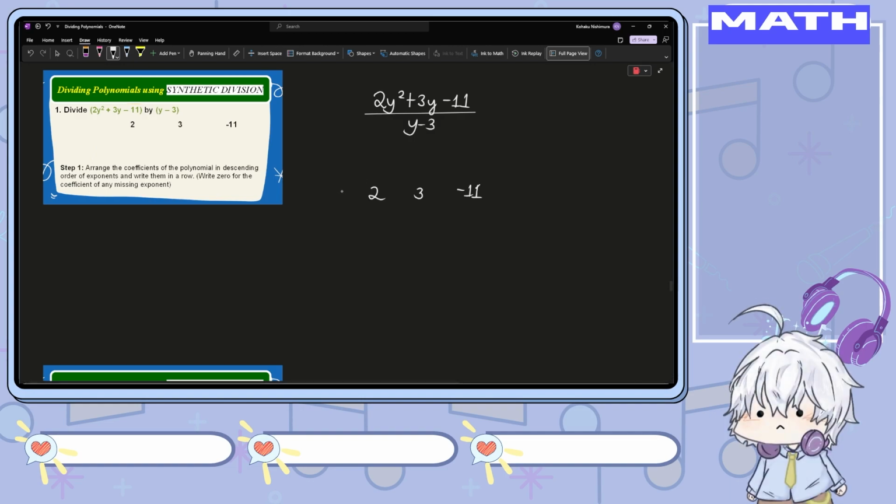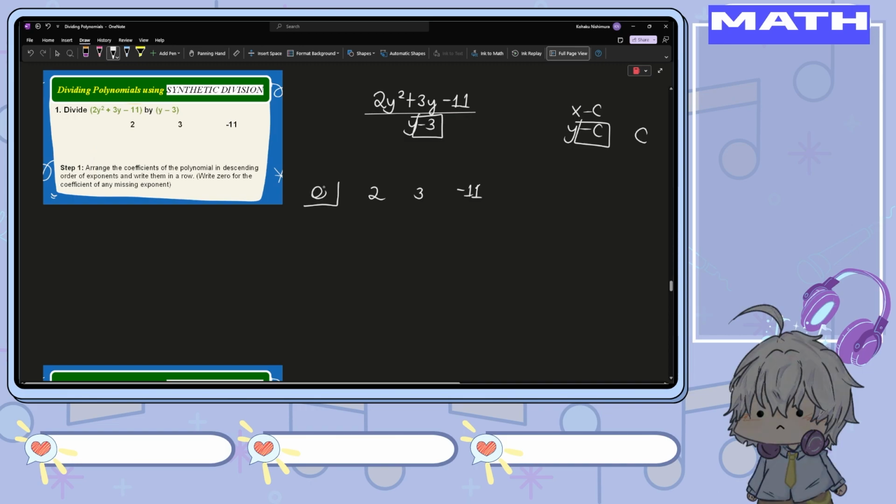Now, the second step is that we write here a bar, and whatever is the divisor, if it's in the form of x minus c or y minus c, get the opposite of its sign. If this is minus c, we write that as positive c here. If it's positive c, its opposite will become negative c, and we write that negative c here. In this case, however, we see y minus 3. The opposite of negative 3 is positive 3, so we write that positive 3 here.